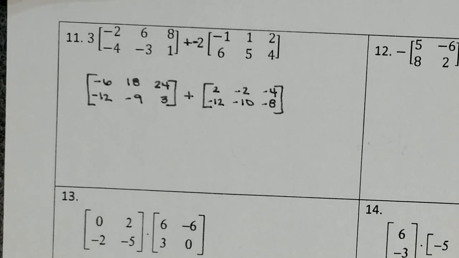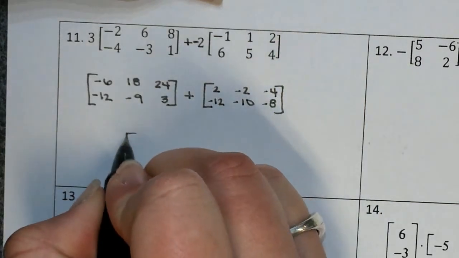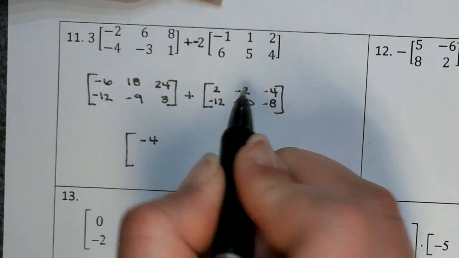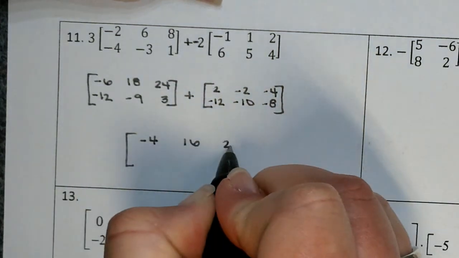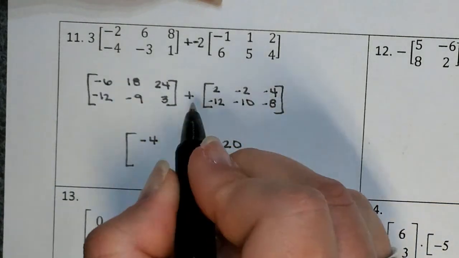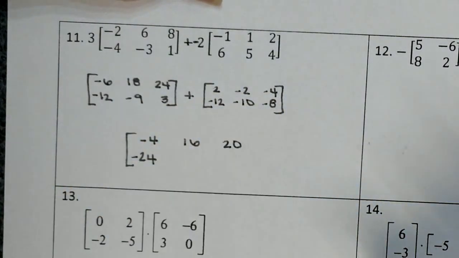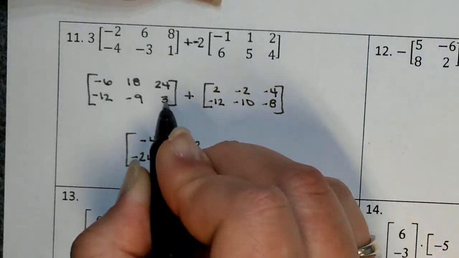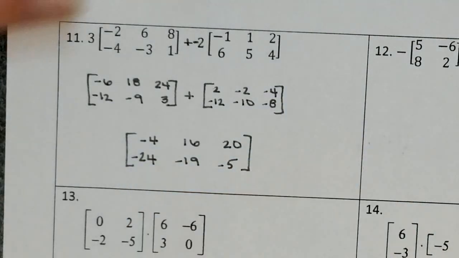Now we can add these just like we did on the front page. Negative 6 plus 2 is negative 4. 18 plus negative 2 is 16. 24 plus negative 4 is 20. Negative 12 plus negative 12, negative 24. Negative 9 and negative 10 is negative 19. 3 and negative 8 is negative 5. And that one should be all good.